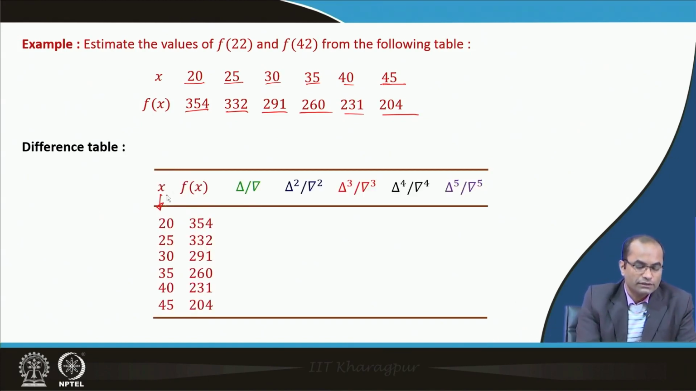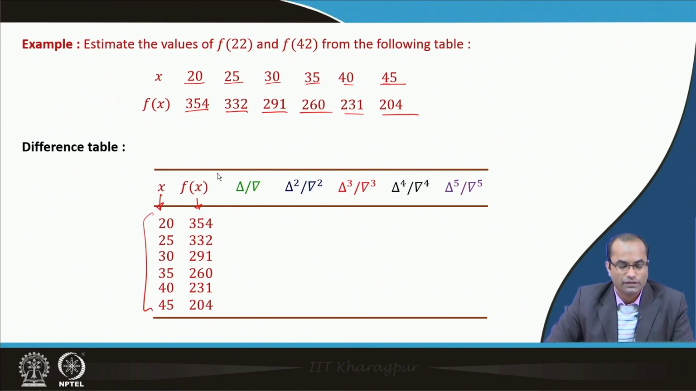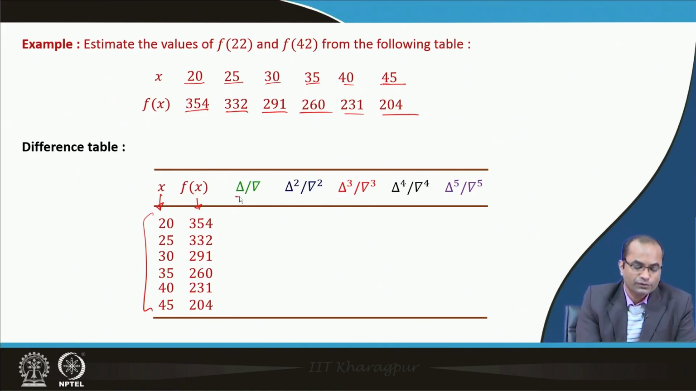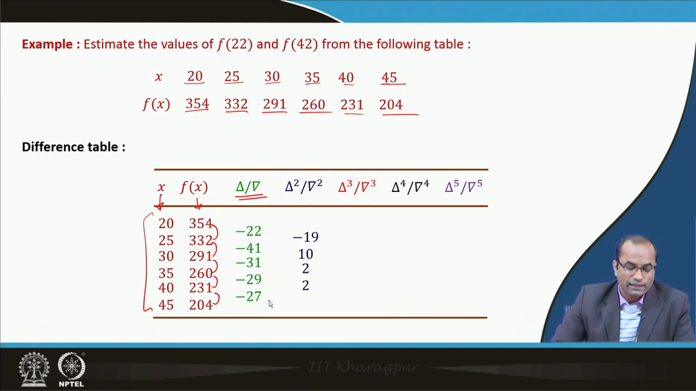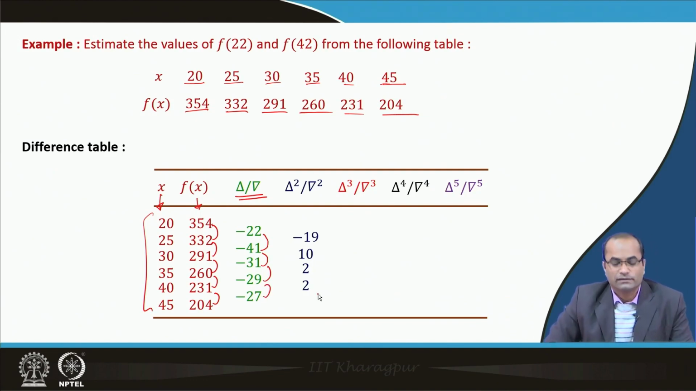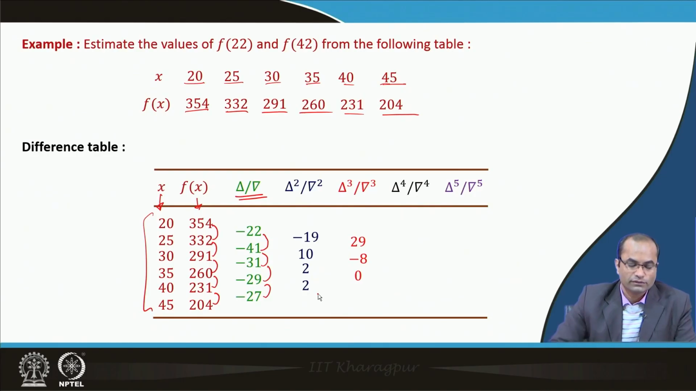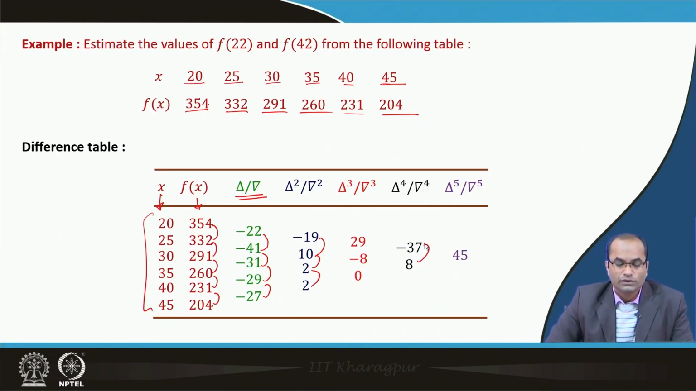So, the first column will contain the values of x, the second one its corresponding values of the function. Then we can compute the first order differences just by subtracting these, and we get these values which appear to be all negative, and then again here minus 41 plus 22, then minus 31 plus 41 and so on. We can again get the second order differences, then accordingly we will get the third order differences and fourth order, and finally the fifth order, which is 45.